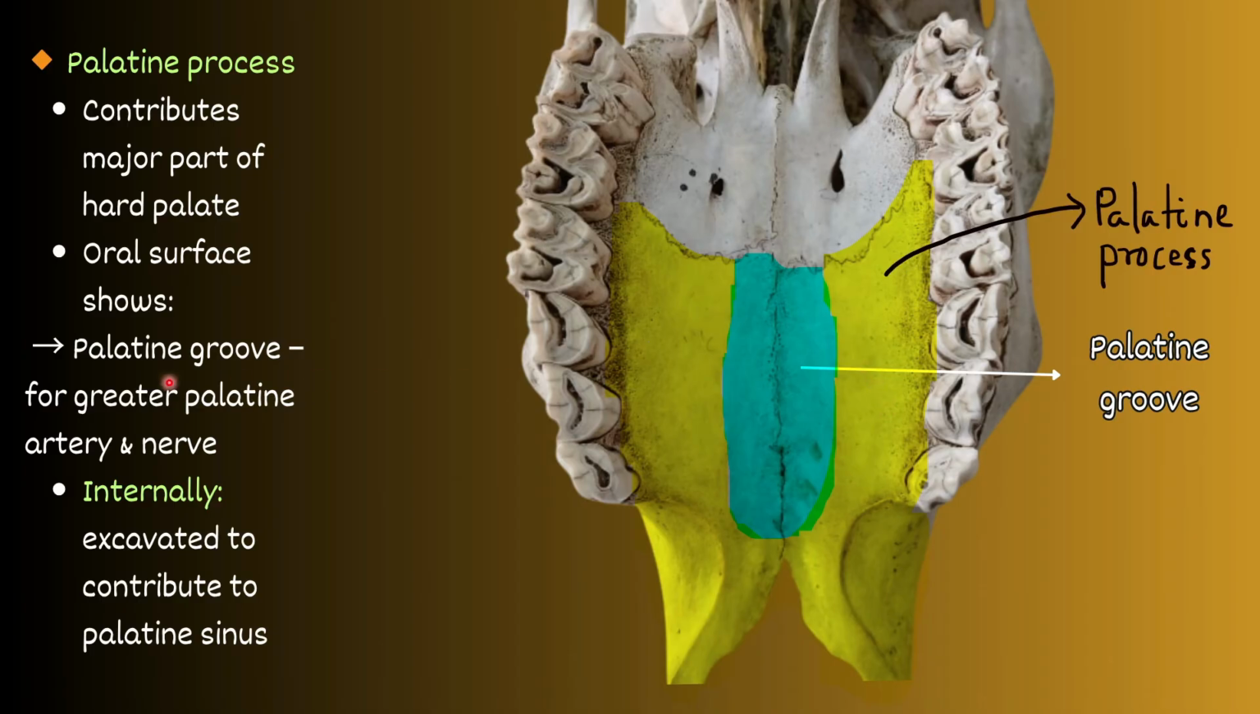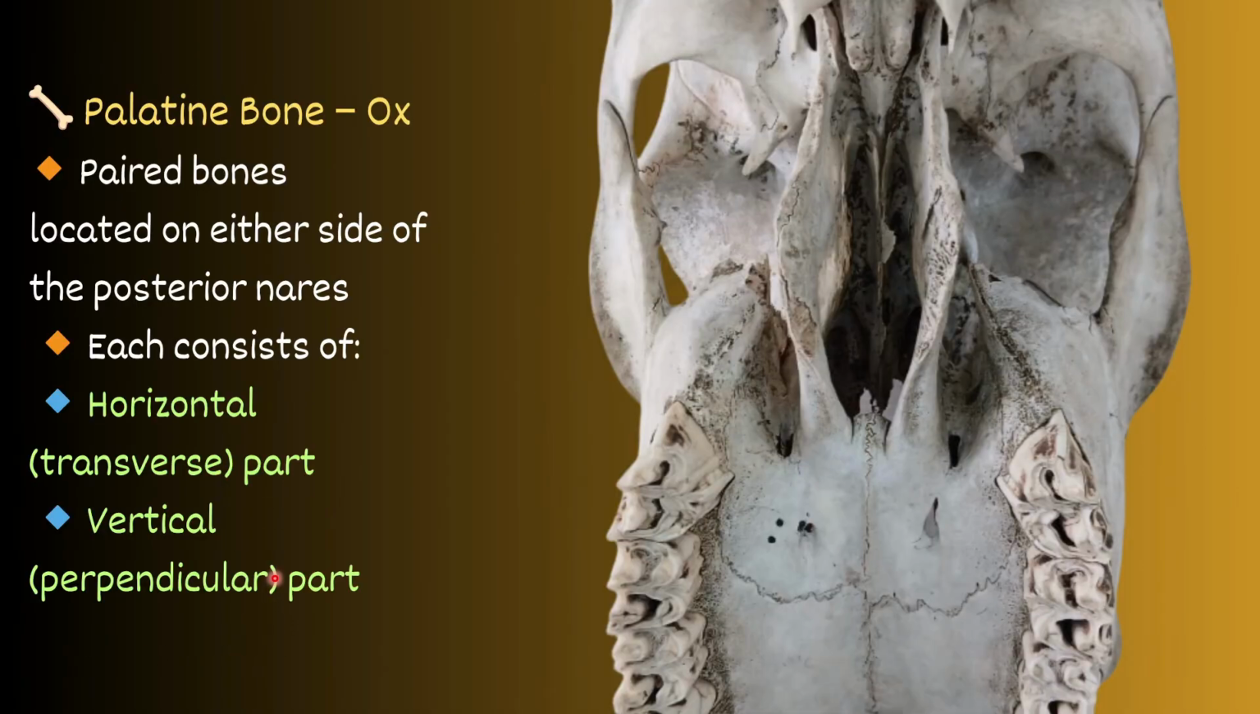What will you find? You will find the palatine groove. This is the palatine groove. It is for the greater palatine artery and nerve. Internally you will find the palatine sinus. Then the palatine bone. So this is the palatine bone.